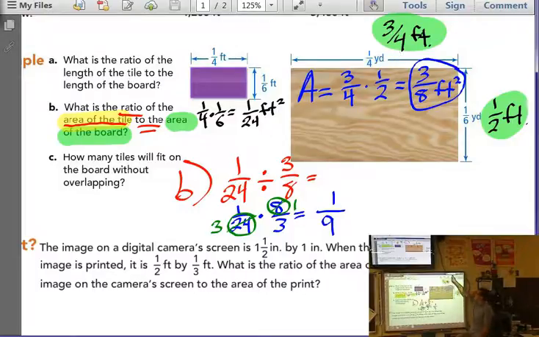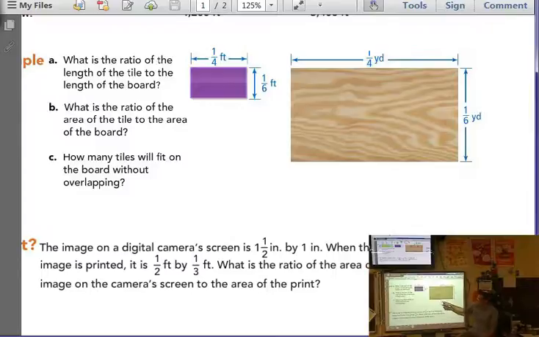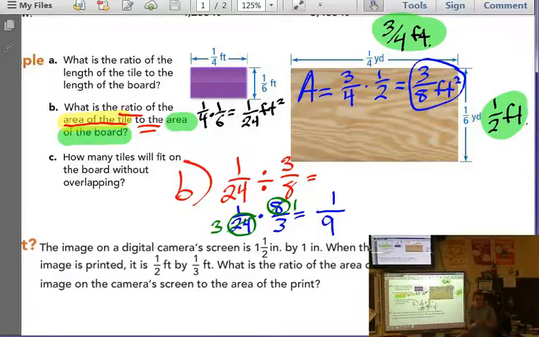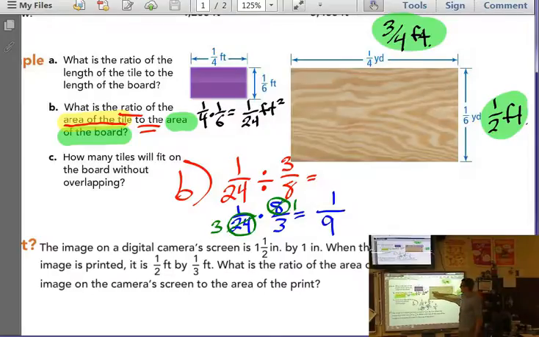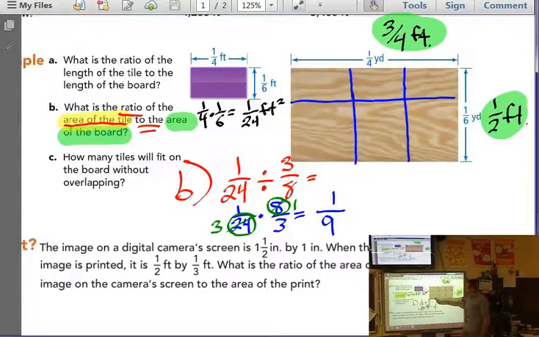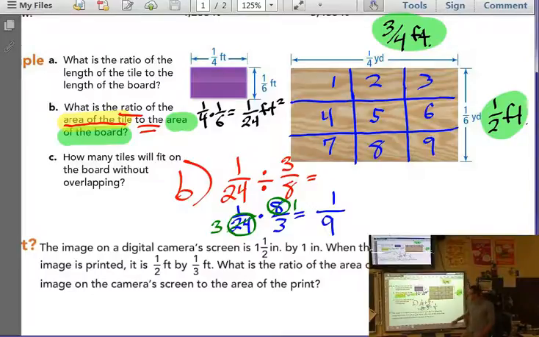So the area of the tile is 1/9 the area of the board. So the space the tile takes up is 1/9 the space the board takes up. You would need 9 tiles to fill up the whole board. So we knew that the top row can have 3 wide, and each row can have 3 wide. So then that really tells me I would have 9 total on the board because the ratio is 1:9. Does that make sense?